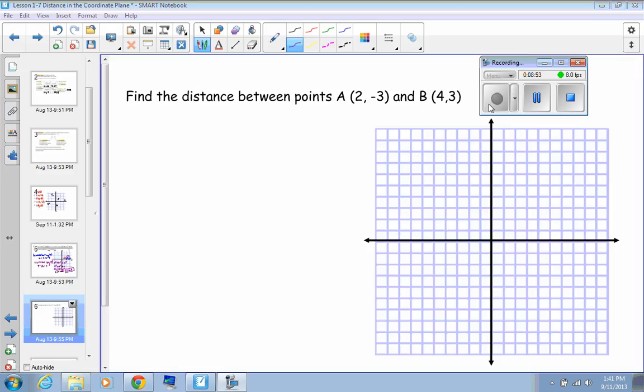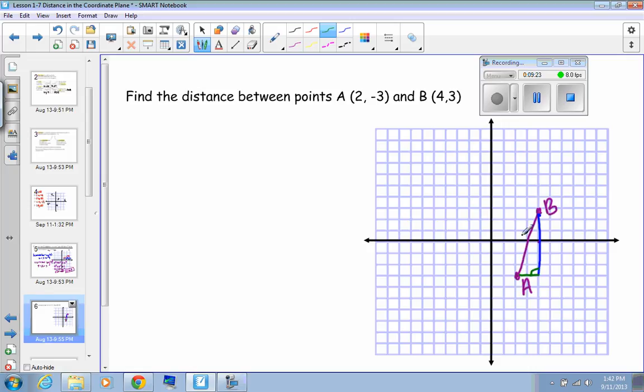So now let's try this one. A is at 2, negative 3, and B is at 4, 3. We're going to connect our line. So again, I want to form a right triangle. So I'm going to draw a vertical line, and I'm going to draw a horizontal line until they intersect.